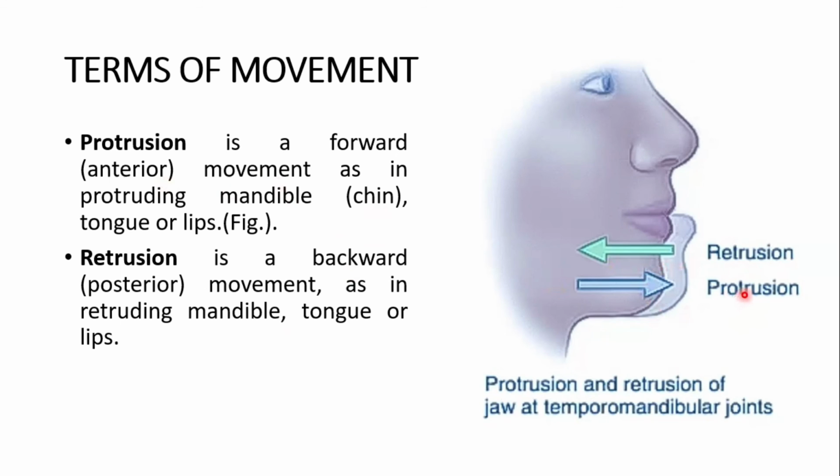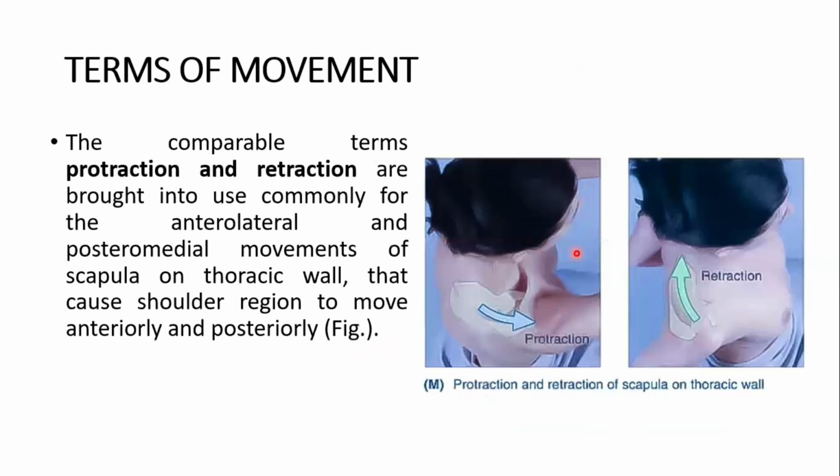Protrusion is an anterior movement, retrusion is bringing it back, like the chin or the mandible. Protrusion is a forward, anterior movement, as in protruding the mandible or the chin, tongue or lips. Retrusion is backward, posterior movement, as in retruding the mandible, tongue or lips, coming back. Here you could see this very interesting protraction and retraction. This is protraction and this is retraction.